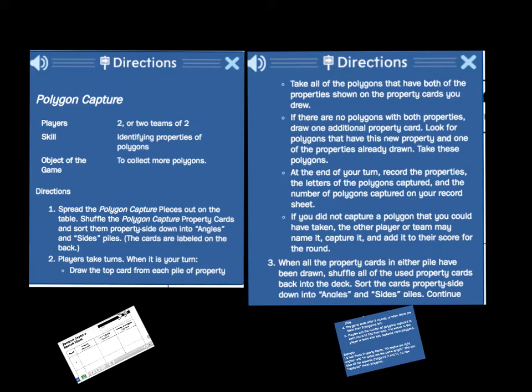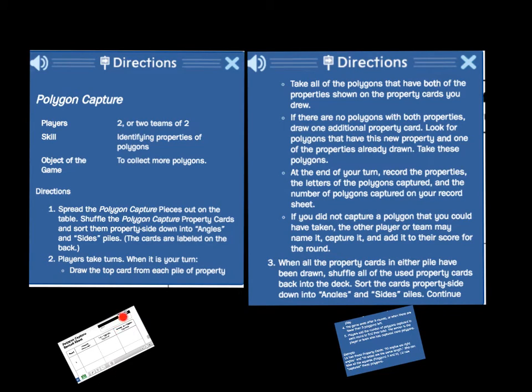those polygons. At the end of your turn, you're going to record the properties, the letters of the polygons captured, and the number of polygons captured on your record sheet. If you did not capture a polygon that you could have taken, the other player or team may name it, capture it, and add it to their score for the round.